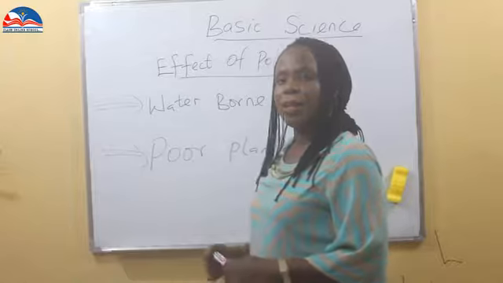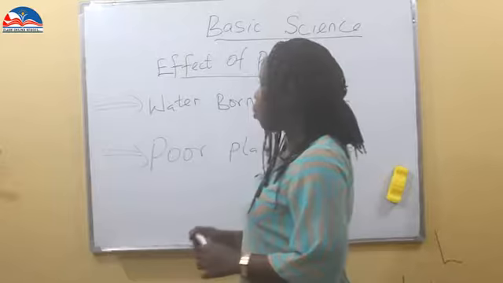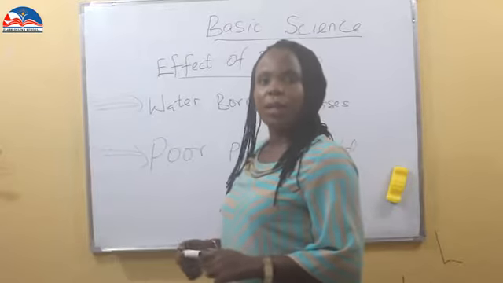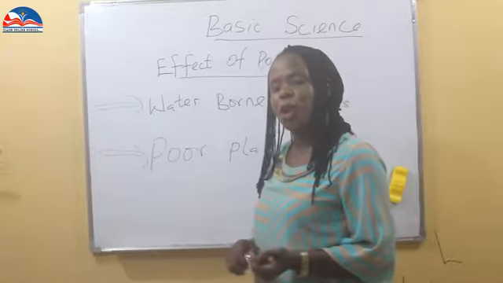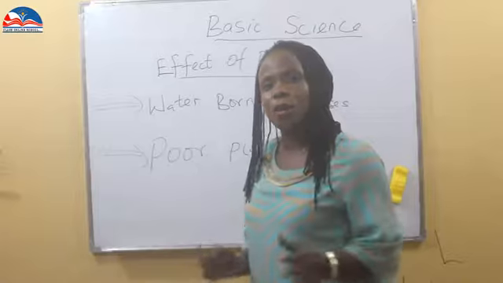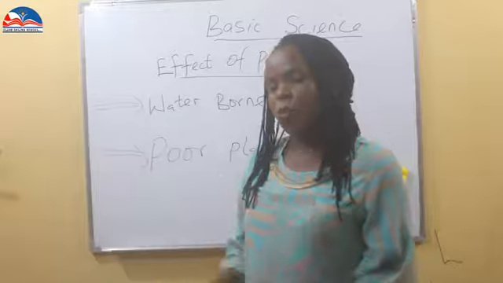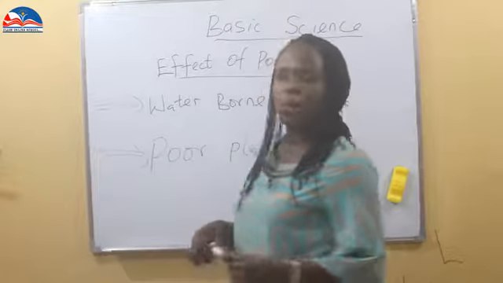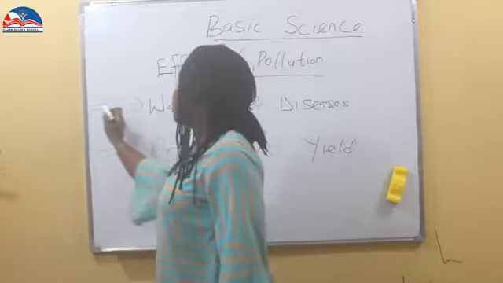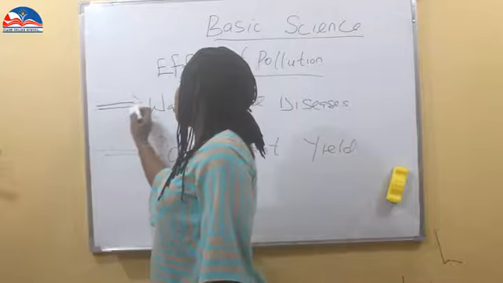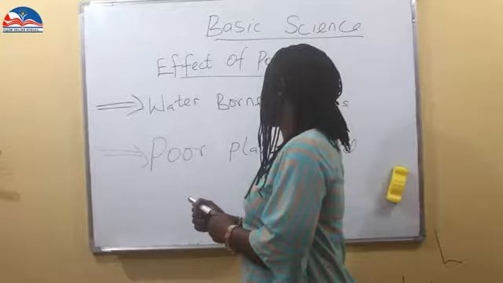You remember that we've taken part of this topic when we talked about the effects of pollution, and how pollution affects our respiratory tract and how it affects the organisms that live in our ecosystem. Today, we are going to talk about waterborne diseases. How does pollution affect the water we take in? What do we mean by waterborne diseases?